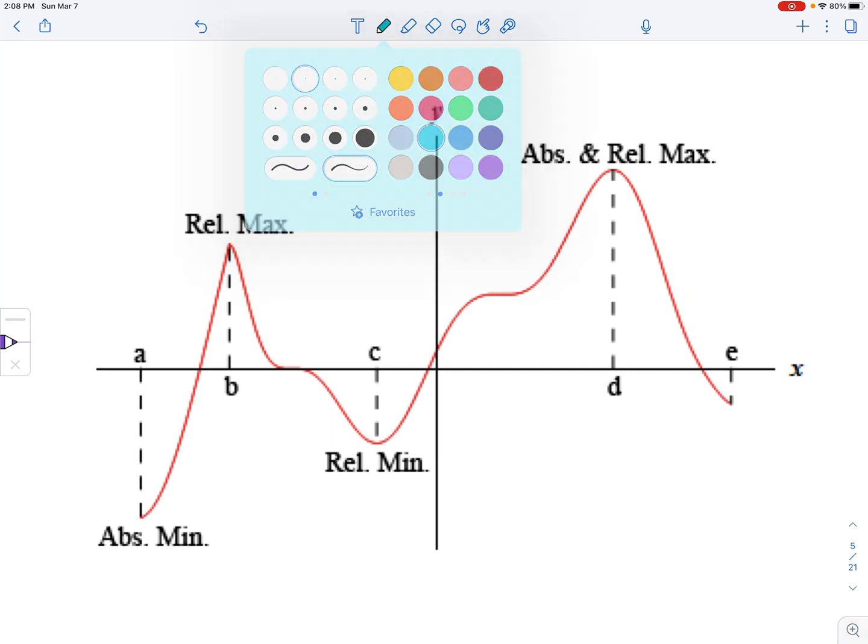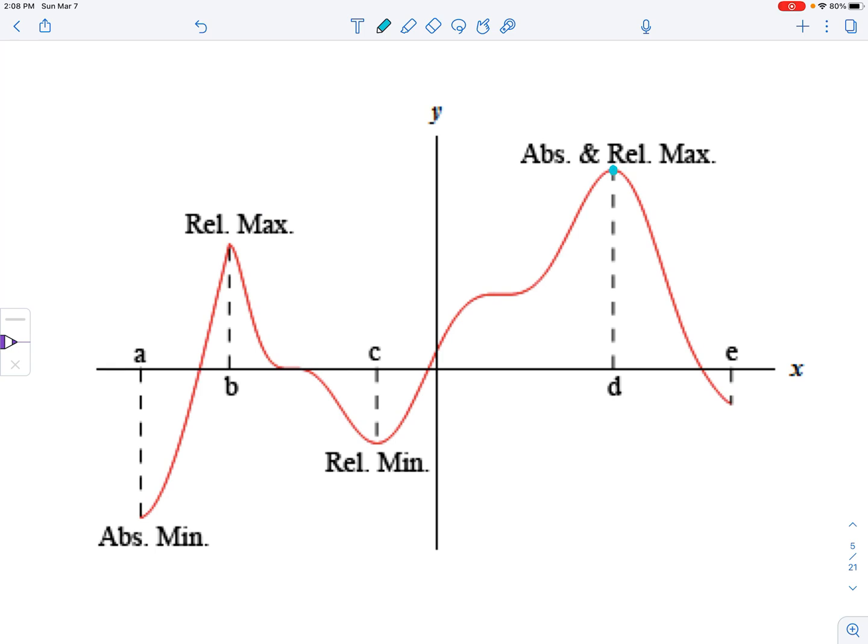When we're talking absolute, it's just the very largest value and the very smallest value. So looking at this graph, you can see that this point right here, where x is equal to d, if this function is y equals f of x, that point would be d comma f of d. So that point would be where the absolute maximum value occurs, and that's because it's the very highest point on the graph. f of d would be the maximum value.